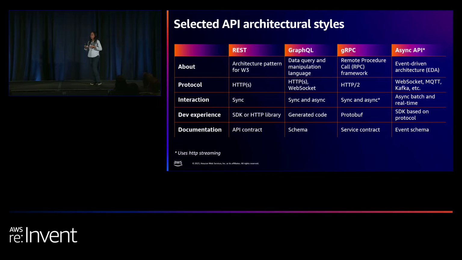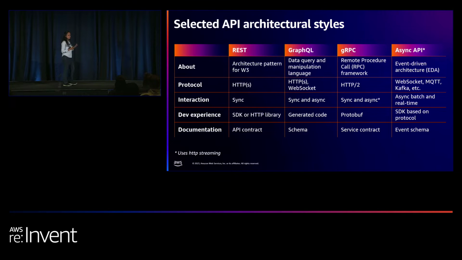GraphQL is both a query language and a runtime to fulfill queries. It encourages you to think about data and the relationship between them. GraphQL is strongly typed, so it describes data entities and operations as types in a schema file, which is then used to auto-generate client-side code.